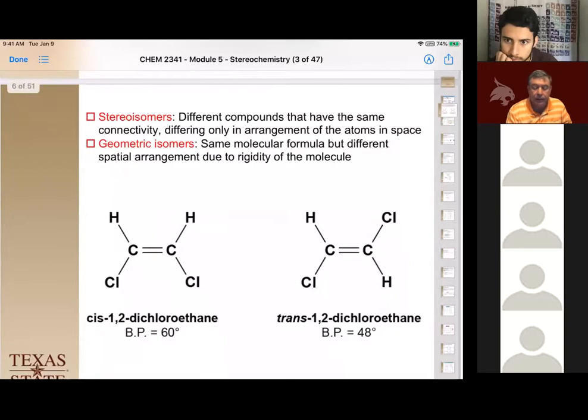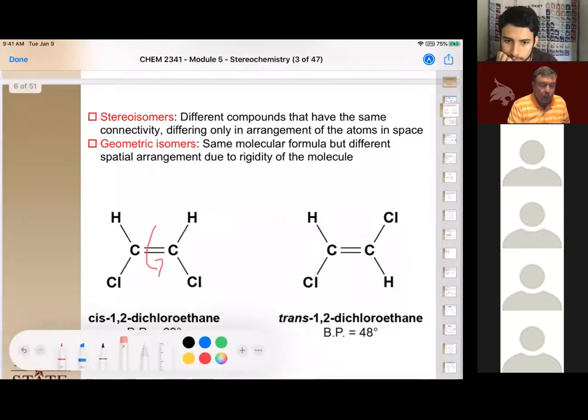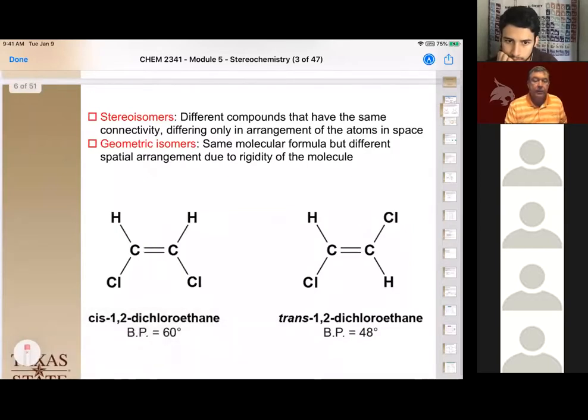We cannot rotate around this bond here. Because we cannot rotate around that bond, we'd have to break that bond to rotate it. We now have it fixed in space, okay? So that makes these geometric isomers because they do not have the free rotation that the conformational isomers have, okay? So in this case here, we can have all the same atoms. We have 2 hydrogens, 2 carbons, and 2 chlorines right here.